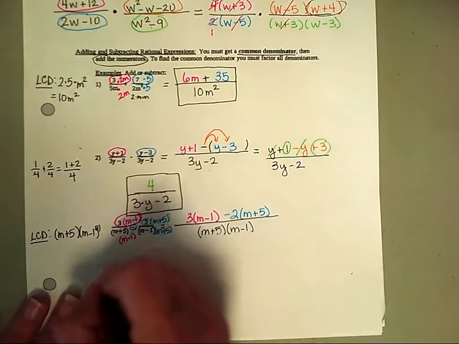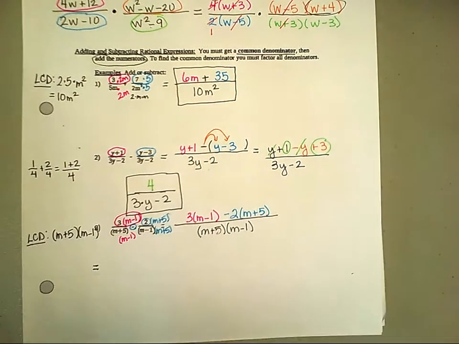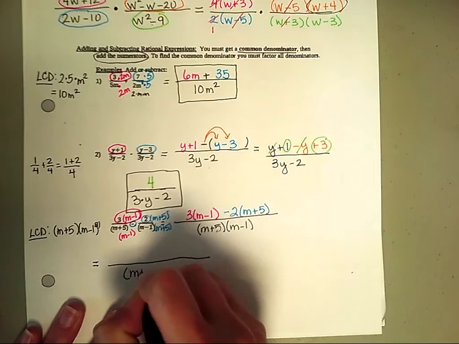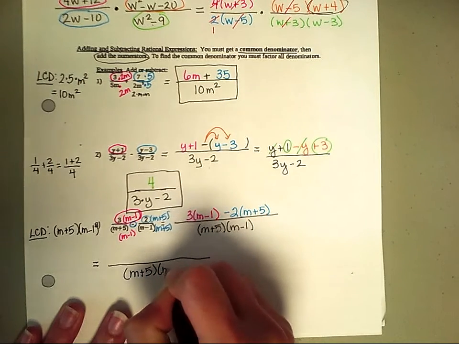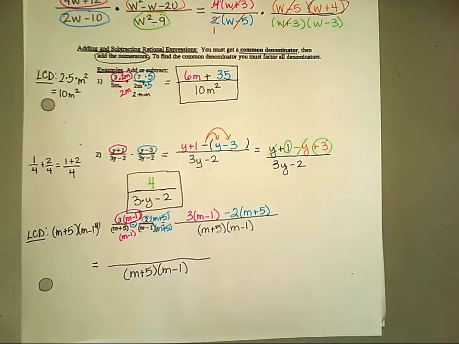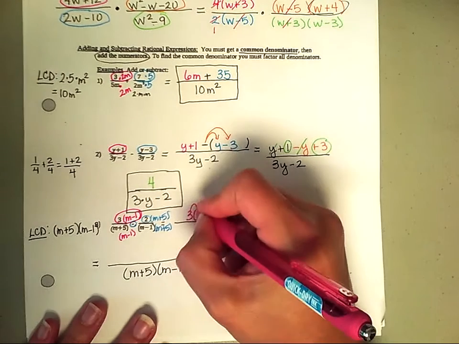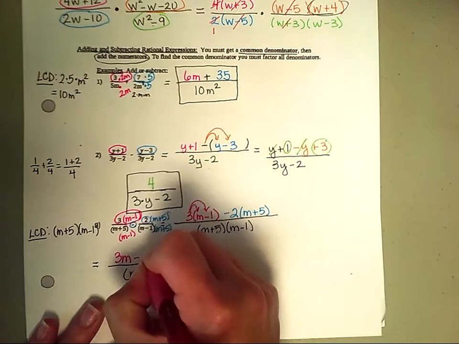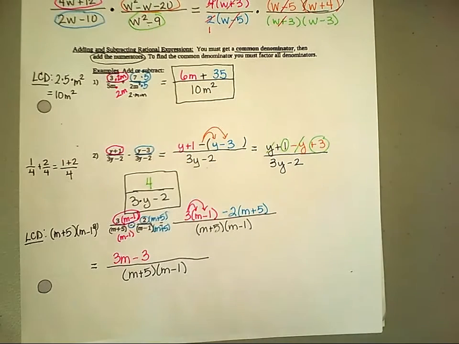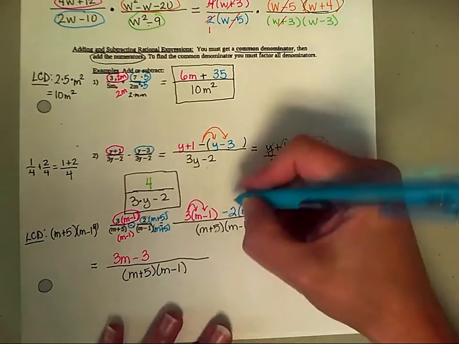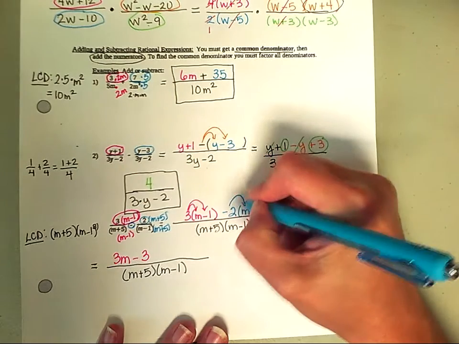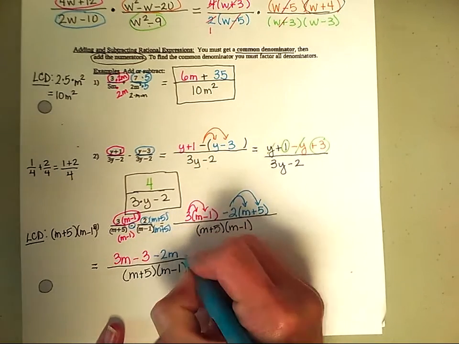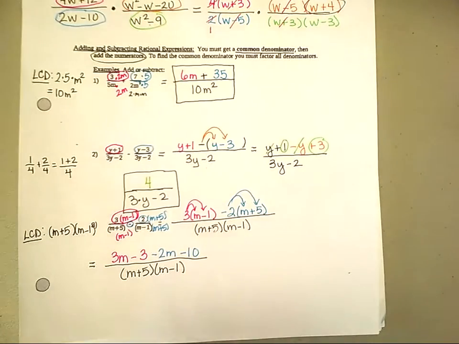So now, let's do our distribution. This is all over m plus 5, m minus 1. When I distribute the 3 through, we get 3m minus 3. And here we'll distribute not just the 2, the negative 2, to get minus 2m minus 10.